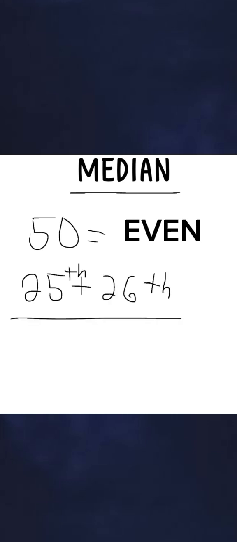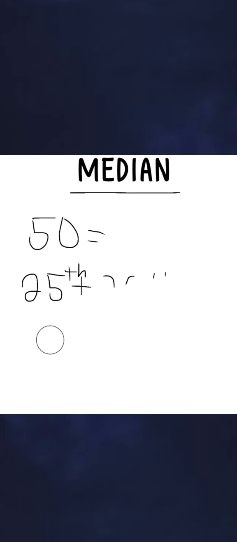Now let's proceed to the median. Finding the median is easy. You just have to find the middle. But since the number of values in our data set is 50, and 50 is an even number, what we're going to do is find the two middle numbers. The two middle numbers in our data set are the 25th value and the 26th value, and we're going to divide their sum by 2.